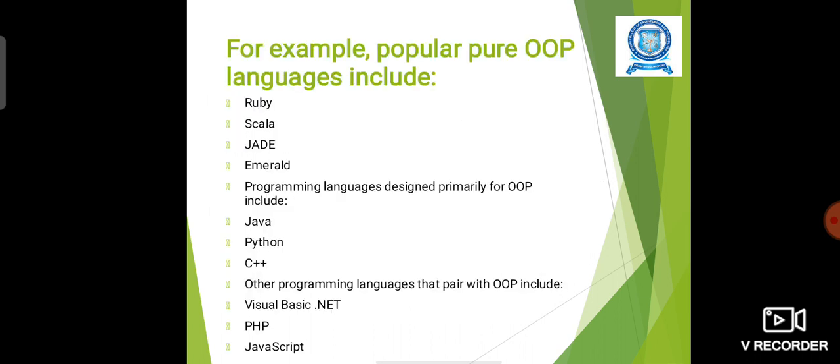There are some popular OOPS languages that include Ruby, Scala, JADE, Emerald, and programming languages designed primarily for OOPS include Java, Python, C++. Other programming languages that pair with OOPS include Visual Basic, .NET, PHP, and JavaScript.